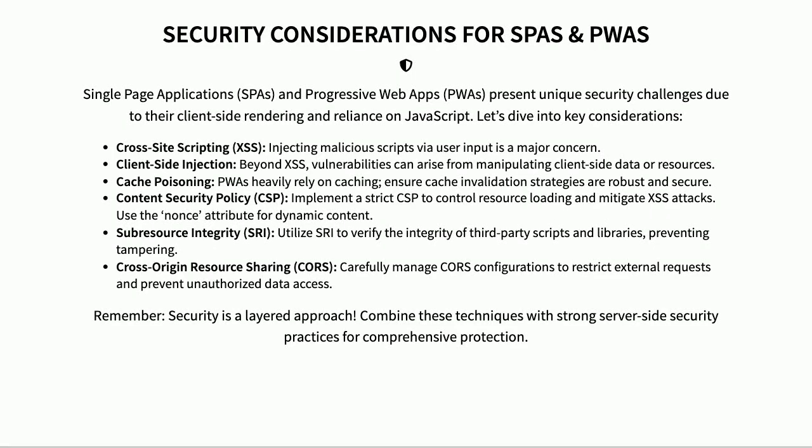Okay, let's talk about keeping SPA and PWA secure. These apps can be tricky because they run mostly in the browser, so we need to think differently about how attacks happen. XSS is still a big one, where someone injects malicious scripts through user input, but there are other vulnerabilities too, like client-side injection and issues with caching. A good starting point is always using content security policy. It's like telling the browser what resources are safe to load. And don't forget about SRI, which helps us make sure those third-party scripts haven't been tampered with. Finally, carefully controlling CORS settings can prevent unauthorized access to data.